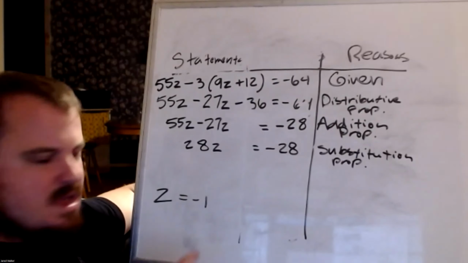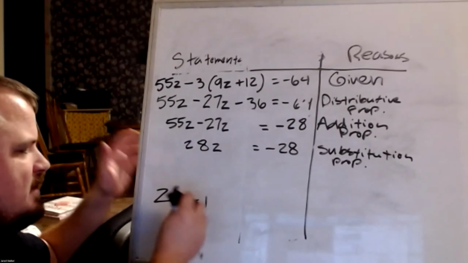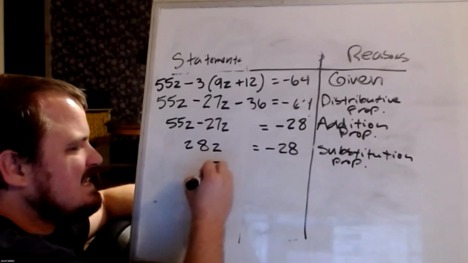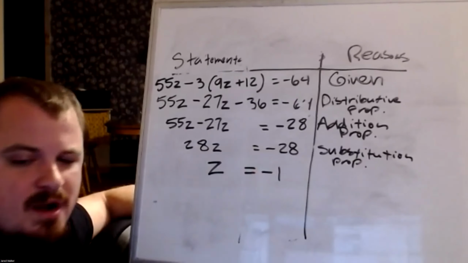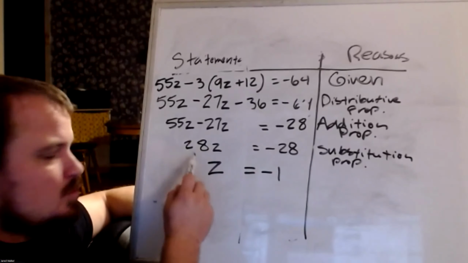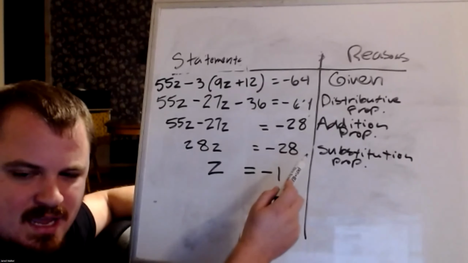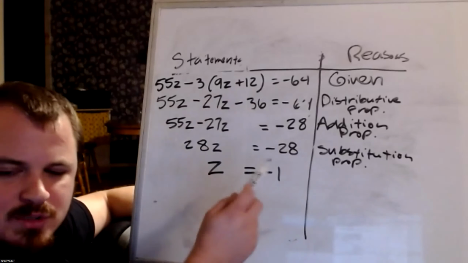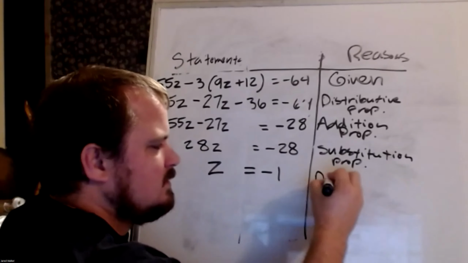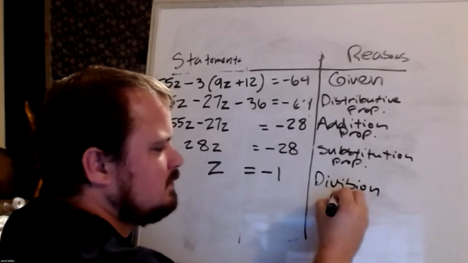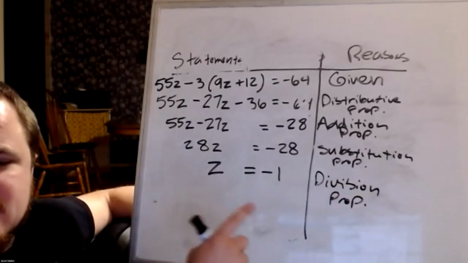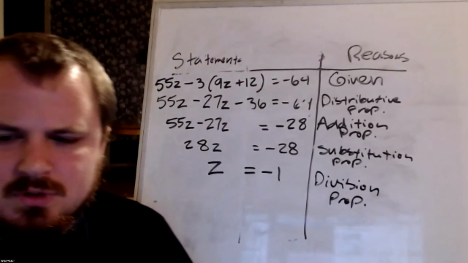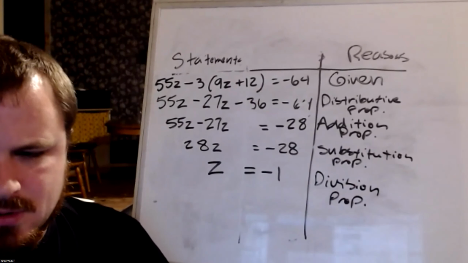So here we are with this. How do you end this? Let me line this up a little better. How do we go to what we needed to prove, which is that z equals -1? How do you get there? If you have 28z equals -28, and suddenly you have z equals -1, you're dividing both sides by 28. So you're using the division property, okay? So that is how we would do a proof like that.